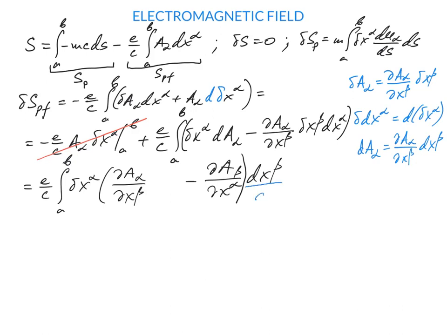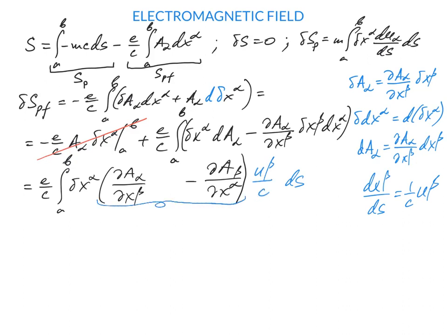And finally, divide and multiply by ds, and then dx beta by ds is just 1 over c u beta. So plug this in. And finally, here we have a second-rank tensor with two covariant indices. So let's denote it f beta alpha, two lowercase indices. So now we can write the equation of motion by using the vanishing of the variation.